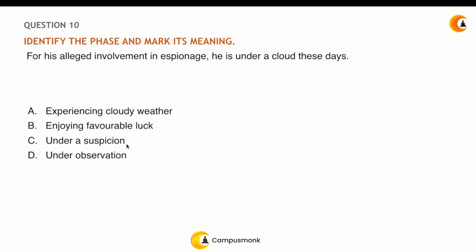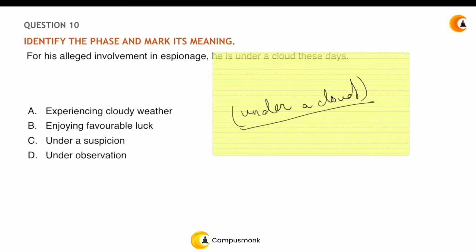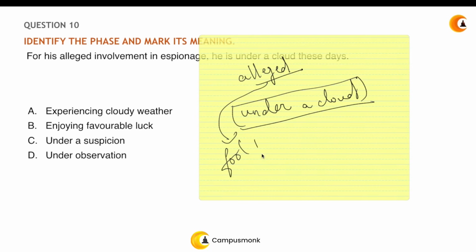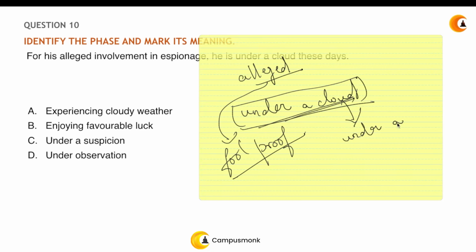Under suspicion, maybe under observation. Okay. Now, under a cloud, right? What will this actually mean? If I look into the statement, it says that he has been alleged, he's been accused. Allegations are there. There is no proof, right? It's not proven that he has actually done some spying work. So under a cloud basically refers to the fact that he is suspected, like under suspicion. It is not under observation.